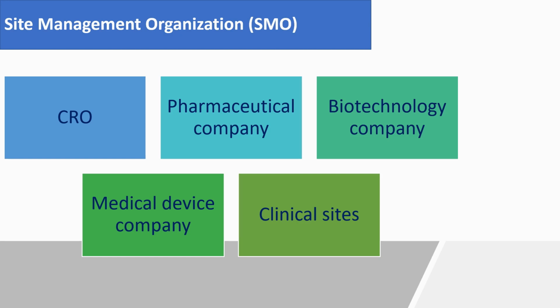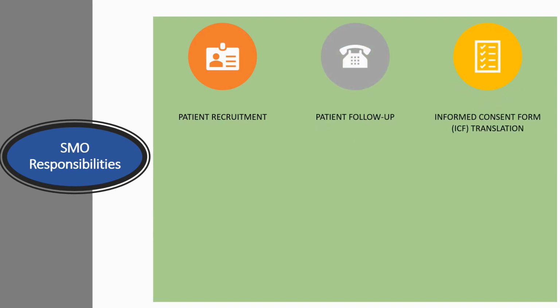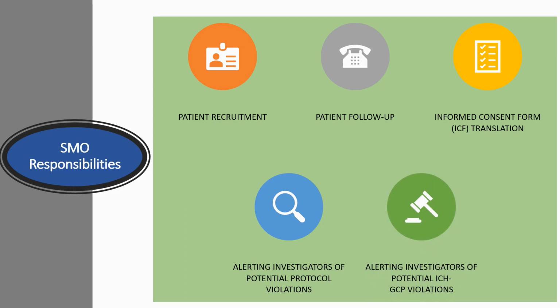Some, but not all, responsibilities include patient recruitment, patient follow-up, informed consent form ICF translation, alerting investigators of potential protocol violations, alerting investigators of potential ICH GCP violations, and there are other more site-related responsibilities mentioned earlier. This was all the brief about the responsibilities of the key players in clinical trials.